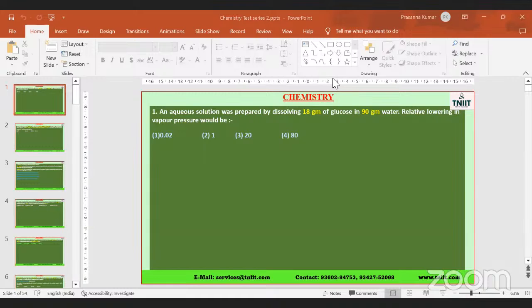All right, some of the questions based on the NEET series. The first one: an aqueous solution was prepared by dissolving 18 grams of glucose in 90 grams of water. The relative lowering of vapor pressure would be?